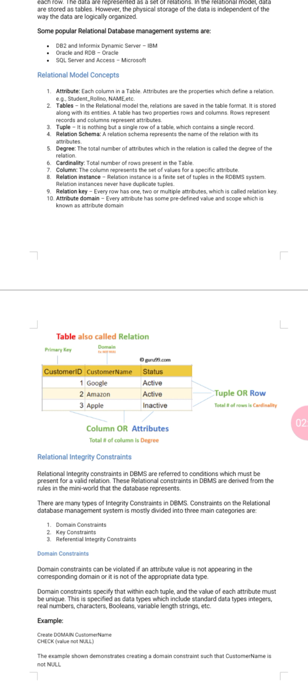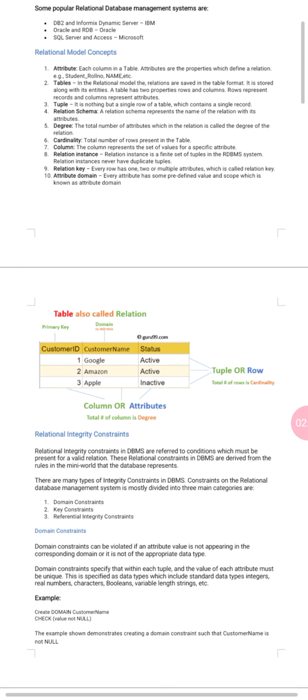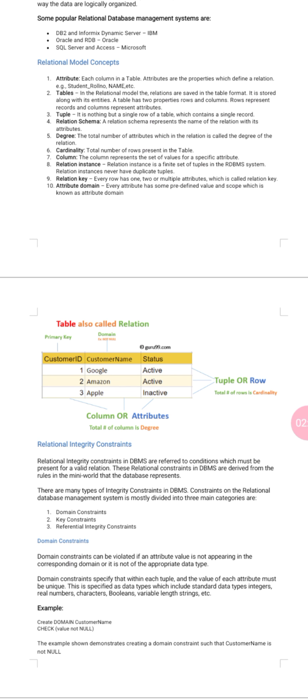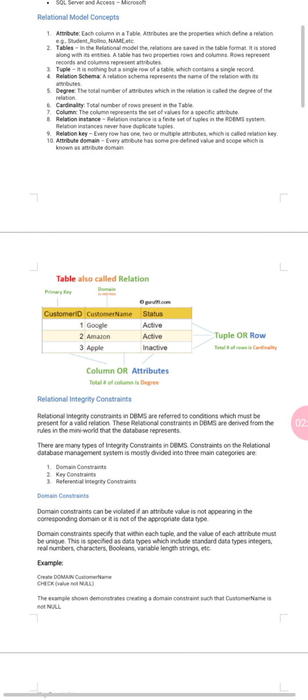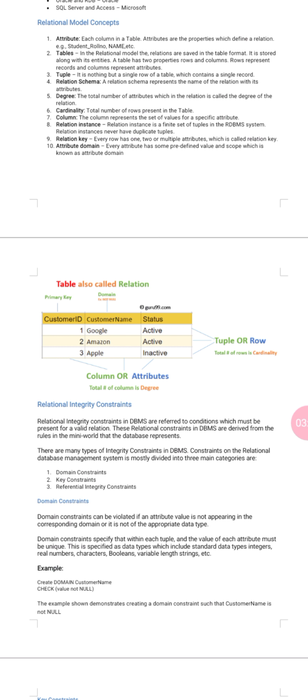Some popular relational database management systems are, there are different systems. First one is DB2 and Informix Dynamic Server from IBM. Clear? Second is Oracle and RDB from Oracle. And third one is SQL Server and Access from Microsoft. Clear? Now, in the relational model, we are going to study the relational model concepts.